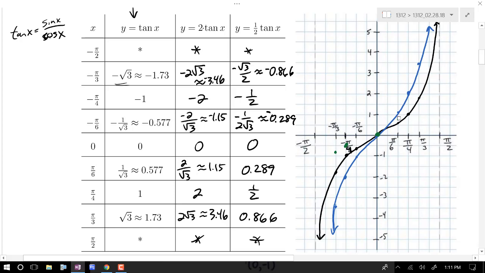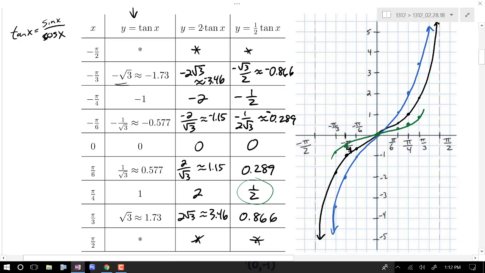Oh, 0.866 is negative pi over 3. I'm going in the wrong direction. Sorry, -0.289. There, I'm back on track, you guys. Positive pi over 4 is positive 1/2. Positive pi over 3 is 0.866. So again, it doesn't really stray far from the x-axis, at least not at first.